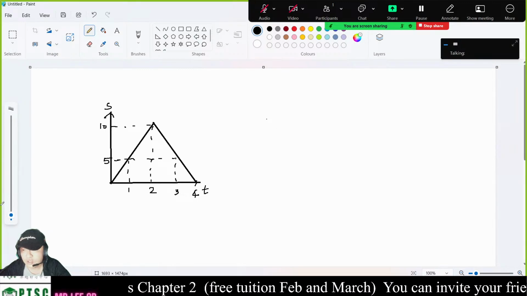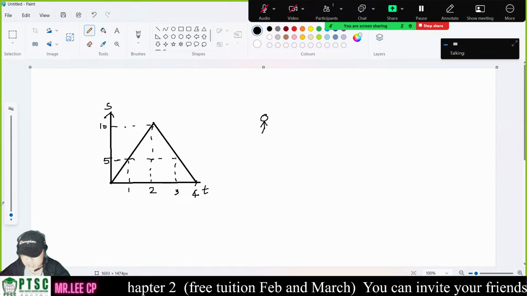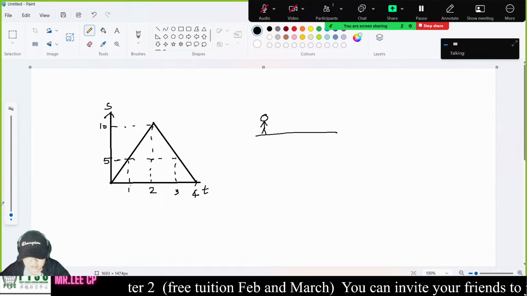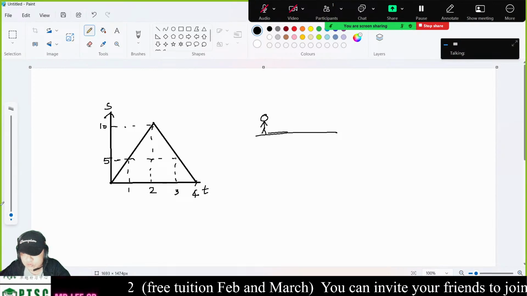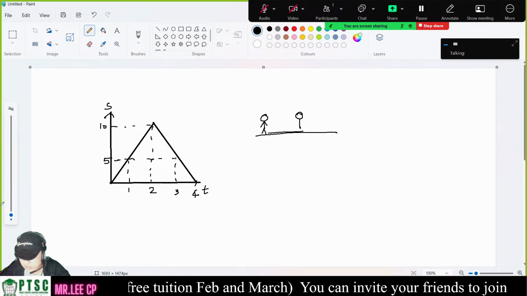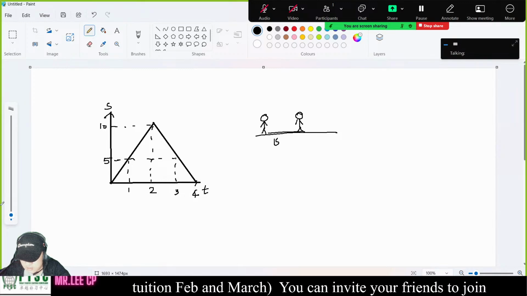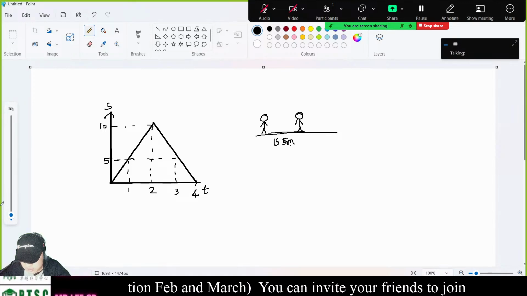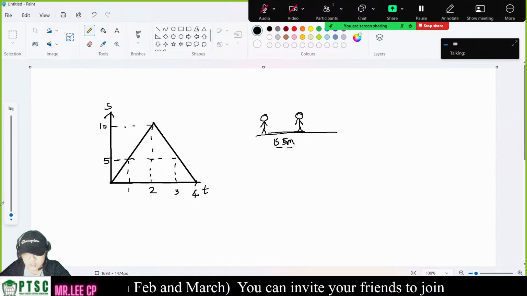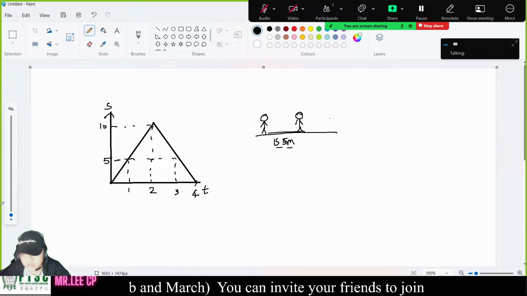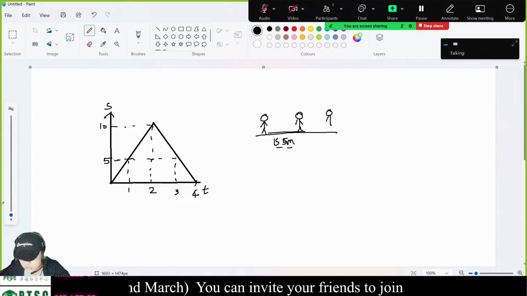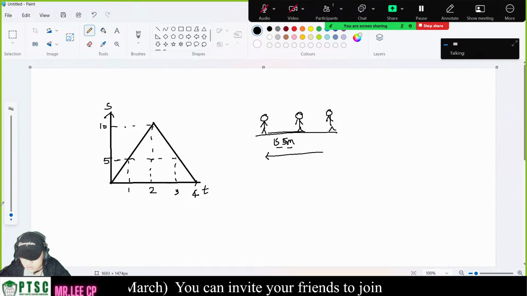So this object, I am here at 0 second. In 1 second I have moved 5 meter. Now the second second I move another 5 meter again. So I move to 10 meter. I'm here. So altogether I move 10 meter.